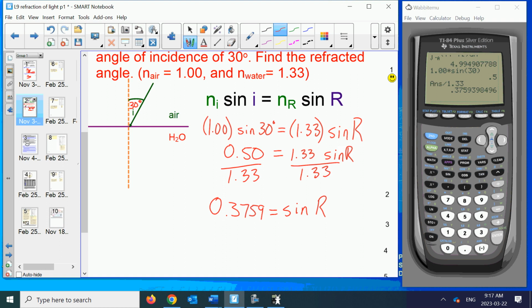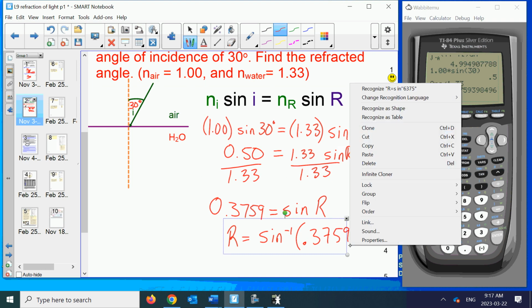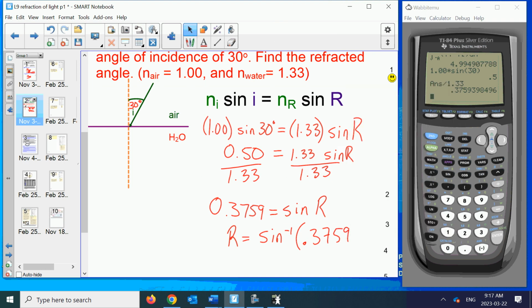I'm going to write this down. I'm going to left-right reverse it. I'm going to just say R is equal to the sine minus 1 button on the calculator, 3759. I'm actually not going to type that out because it's the last answer on my calculator. I could just use answer.